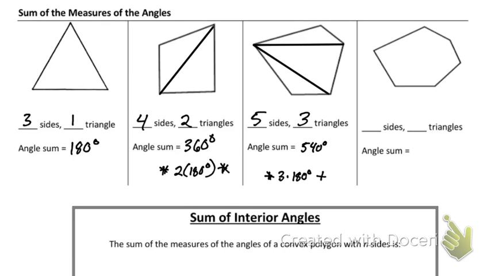180 degrees. On our final one, it has 1, 2, 3, 4, 5, 6 sides. If I pick one vertex, I can draw 1, 2, 3, 4 triangles. Each of those triangles is just one of the vertices, and none of them are overlapping. So I can draw 4 non-overlapping triangles. So our angle sum of this one is going to be 720 degrees. Or you can just do 4 times 180 degrees.